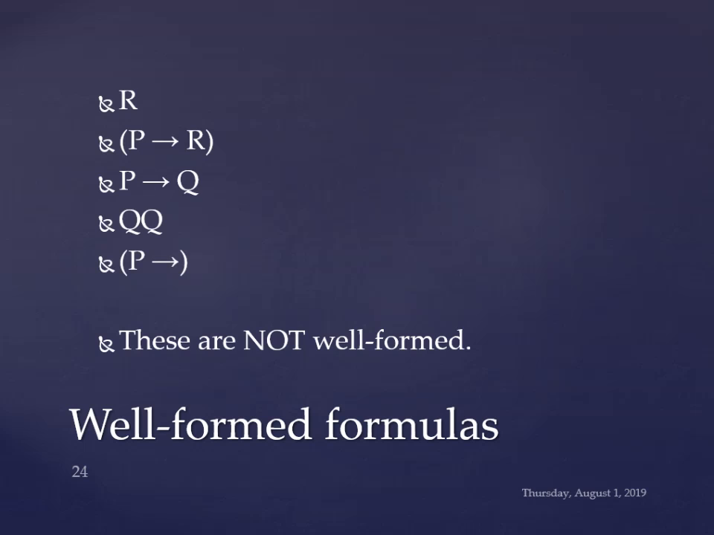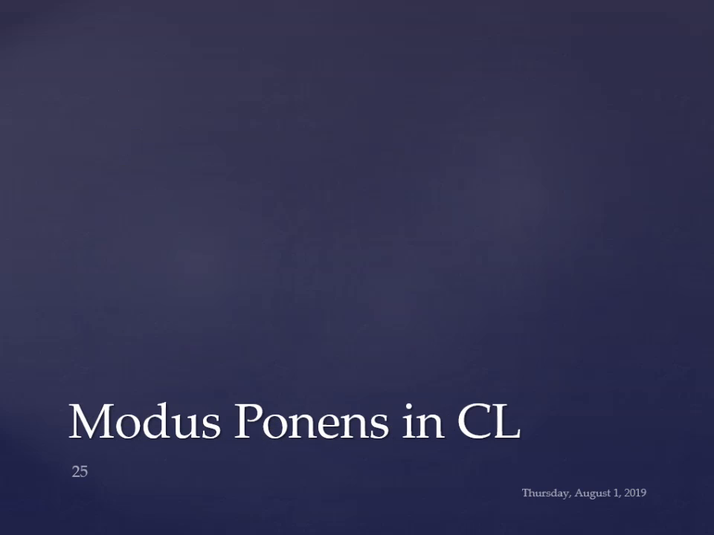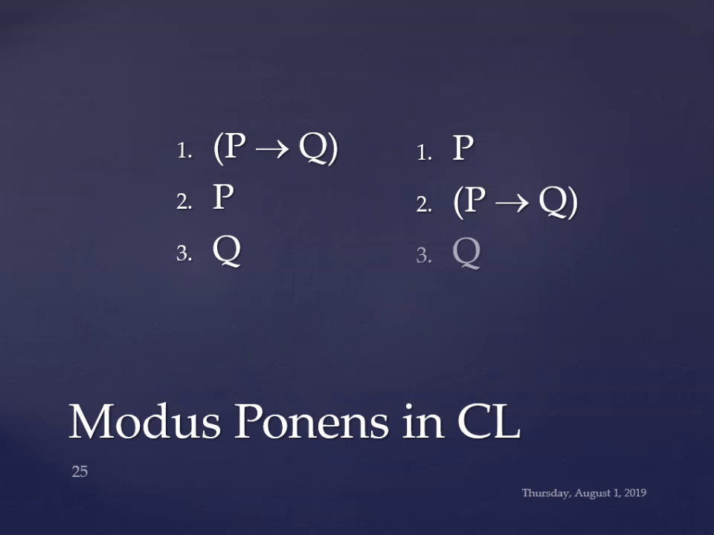We can represent modus ponens in CL now. Here's premise 1, P arrow Q. Here's premise 2, P. And then, therefore, Q. Same thing here: P comes first, P arrow Q comes second, and then Q.